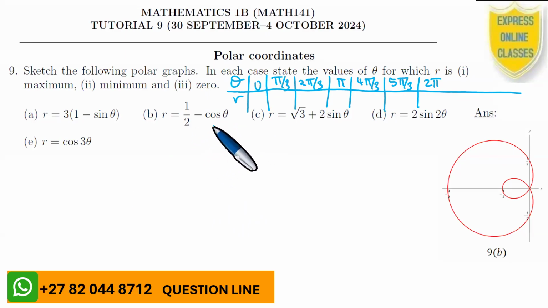Now, let us deal with this. So when you have cosine at 0, cosine 0 is 1, half minus 1 is minus 1 half. At pi over 3, cosine pi over 3, which is cosine 60 degrees, is 1 half. 1 half minus 1 half gives us a 0. At 2 pi over 3, 120 degrees, cosine is minus 1 half. So you have half minus minus 1 half giving us a 1. Pi, cosine pi is minus 1, giving us 3 over 2.